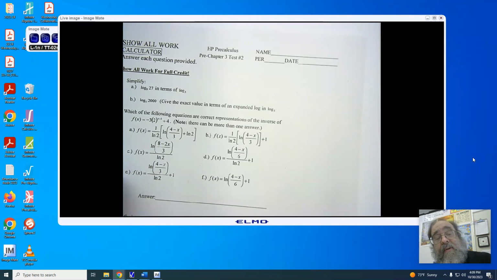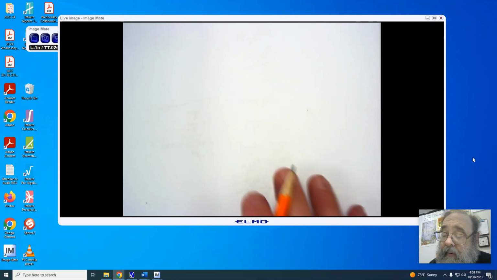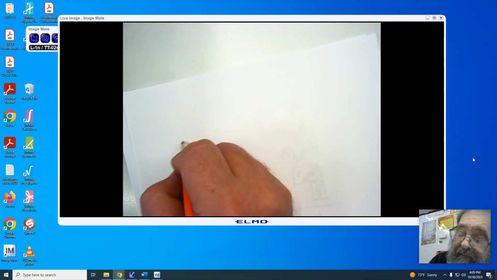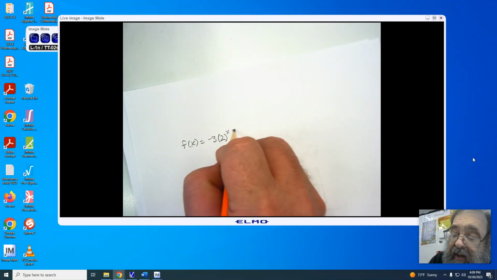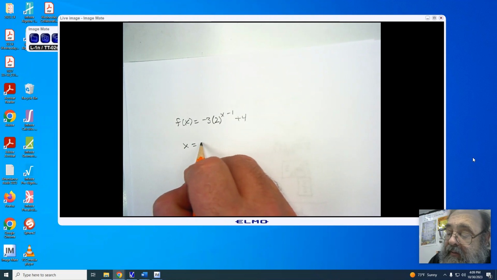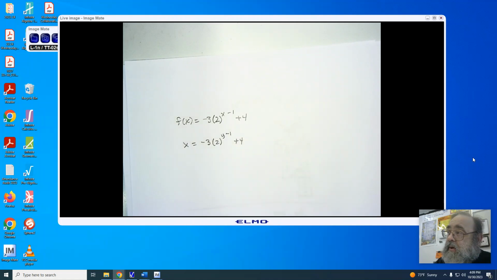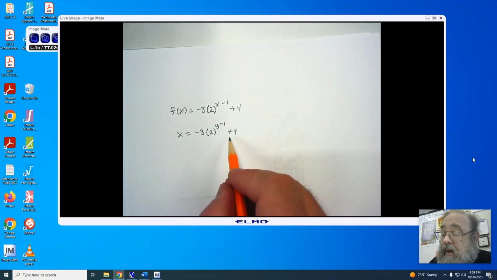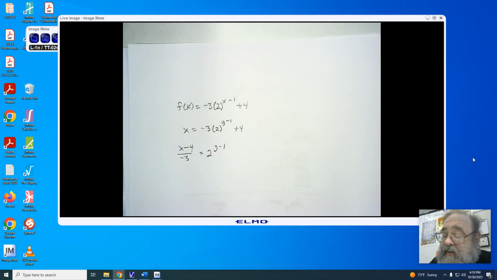Going to number 2. Number 2 is asking us to first find the inverse and then figure out which of my choices is valid. So if I'm looking at f of x equaling negative 3 times 2 to the x minus 1 plus 4, we let x go where the y is, and y goes where x is, and we start solving for x. That means I'm going to start by subtracting 4, dividing by negative 3, so that I have 2 to the power of y minus 1 by itself.